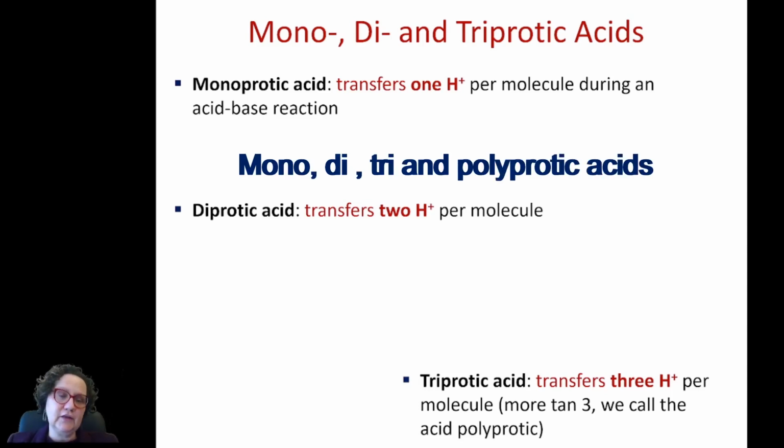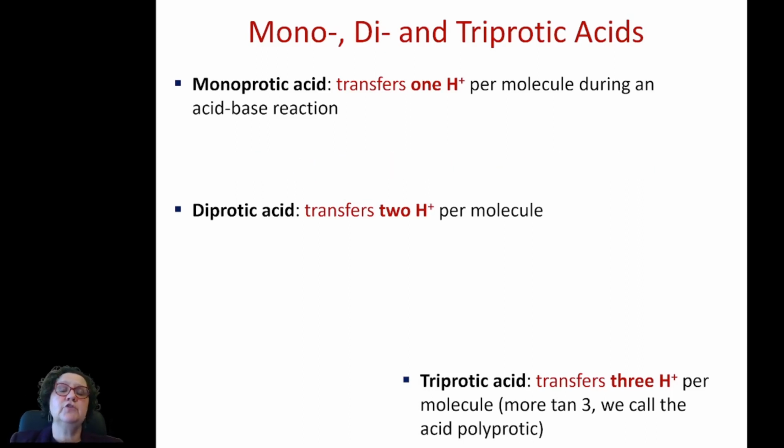You can define acids by looking at how many hydrogen ions they can transfer during the reaction, how many hydrogen ions they can donate. So you can talk about mono, di, tri, polyprotic acids. A monoprotic acid only has one hydrogen ion, so it's only able to transfer one hydrogen ion per molecule during an acid-base reaction.